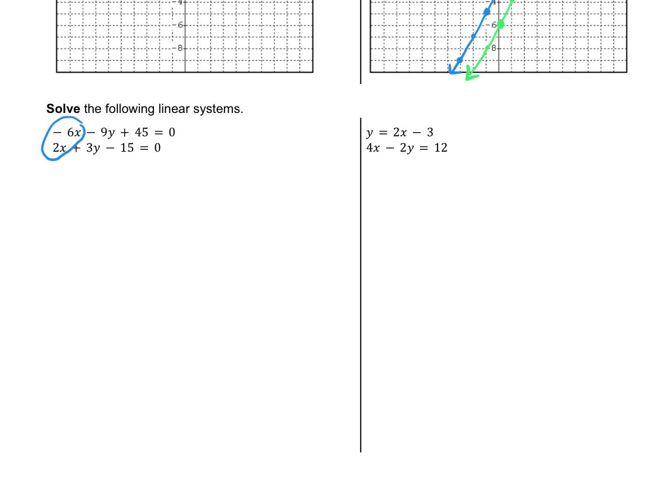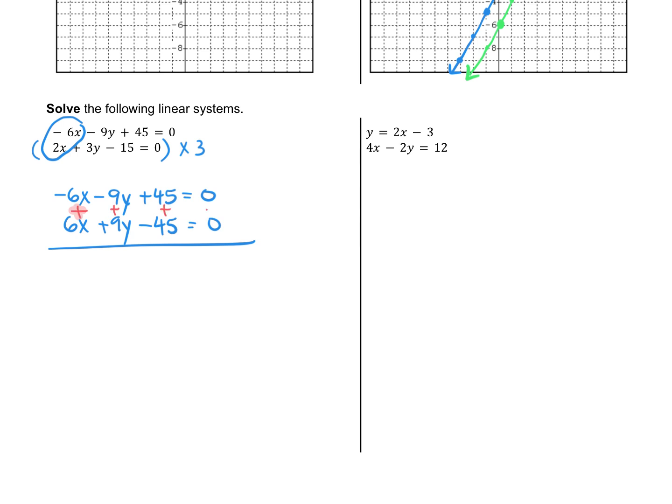That's my choice here. So I'm going to multiply the second line by 3 so that we can get 6x. So my first line, I'm just going to copy paste it. And my second line times 3. So 6x plus 9y minus 45 equals 0. Now, because I'm choosing to eliminate the x's, addition will accomplish that because the signs are opposites.